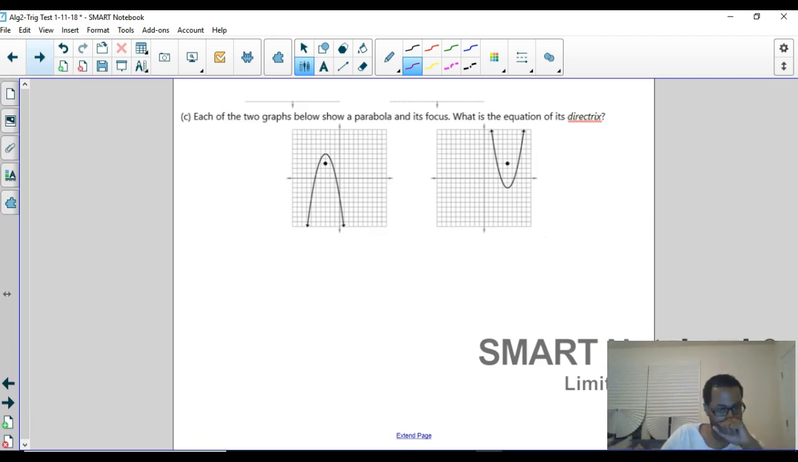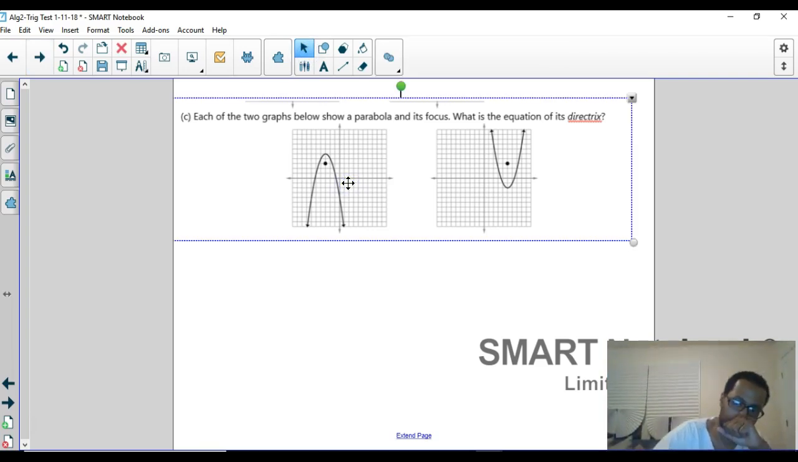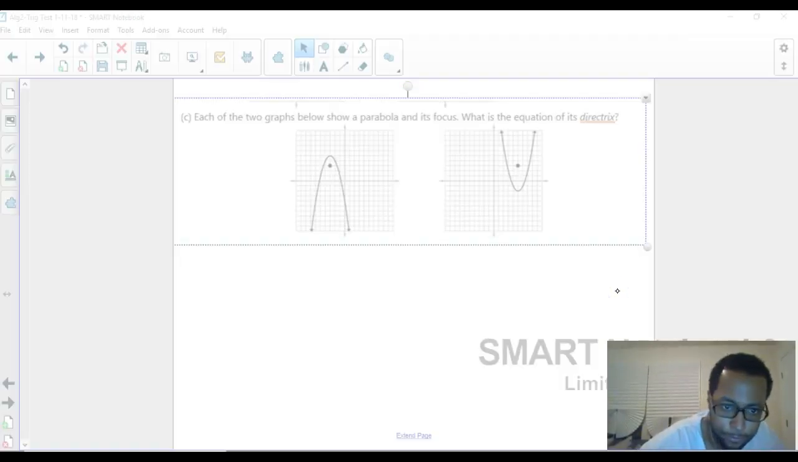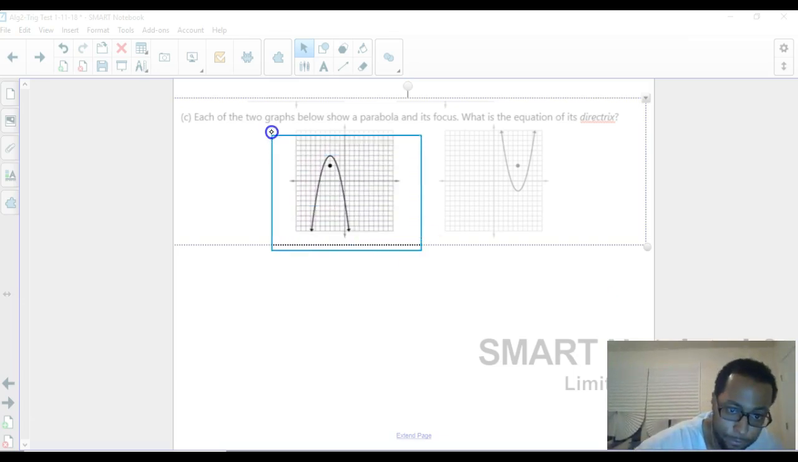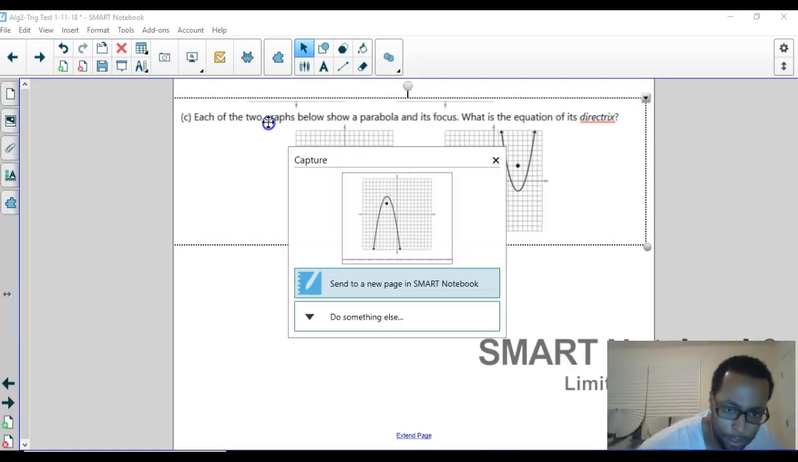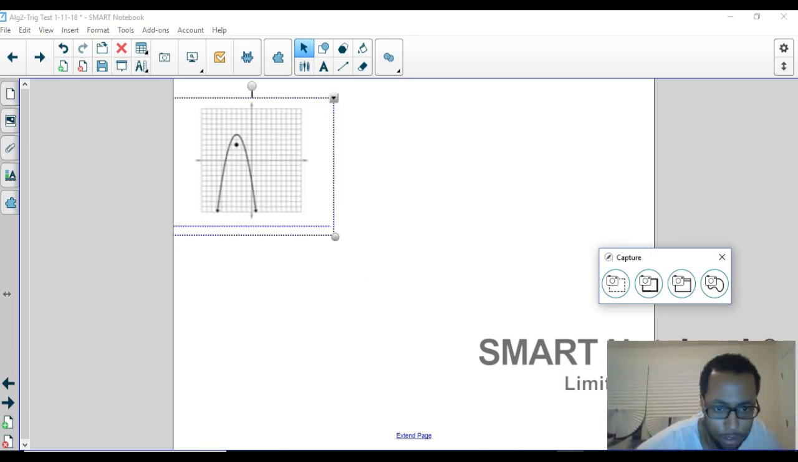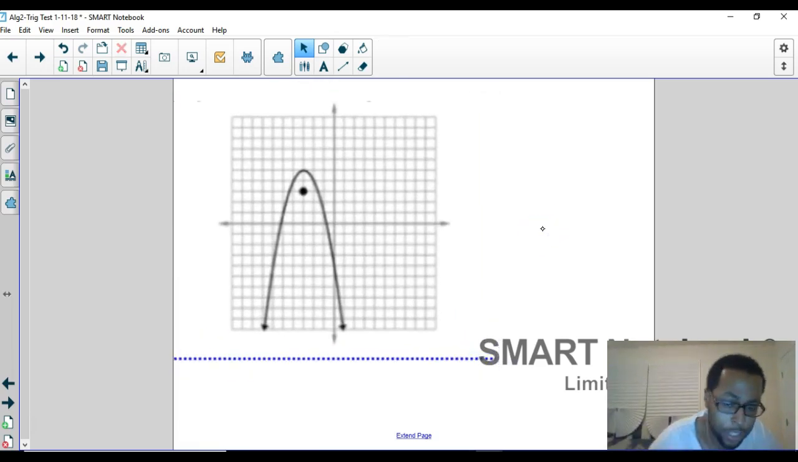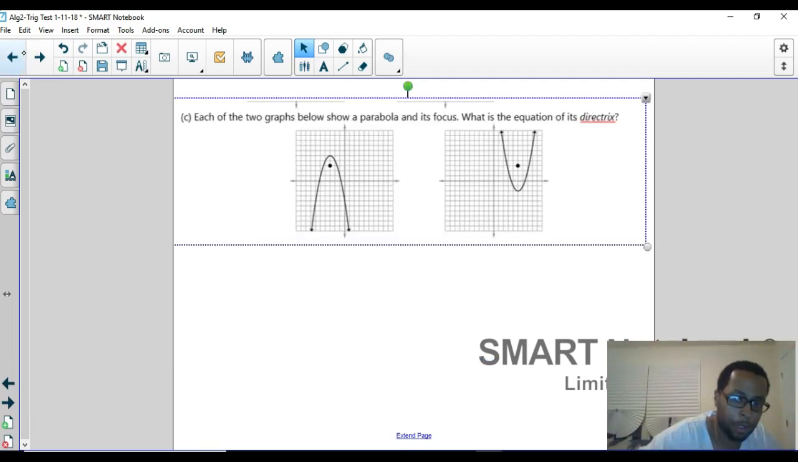So now we're going to go a little bit opposite. Again, I'll make it a little bit bigger so we can see it. It's working a little backwards. So in this case, we have our parabola. In this case, we have our focus. And again, that's what the question said. Each of these two graphs below show a parabola and its focus. What is the equation of the directrix?